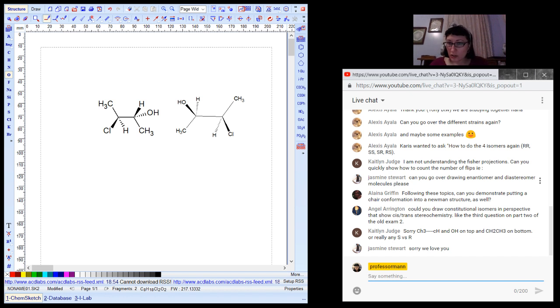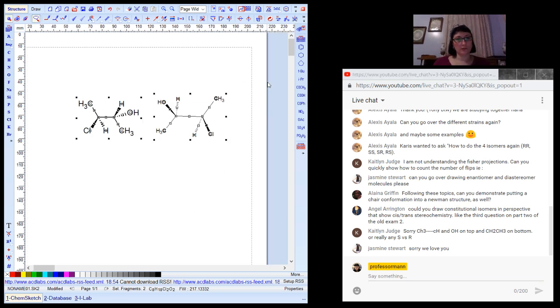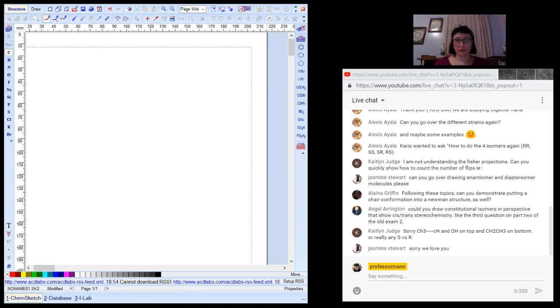Following these topics, can you demonstrate putting a chair conformation into a Newman structure? I can do that. Let's see.